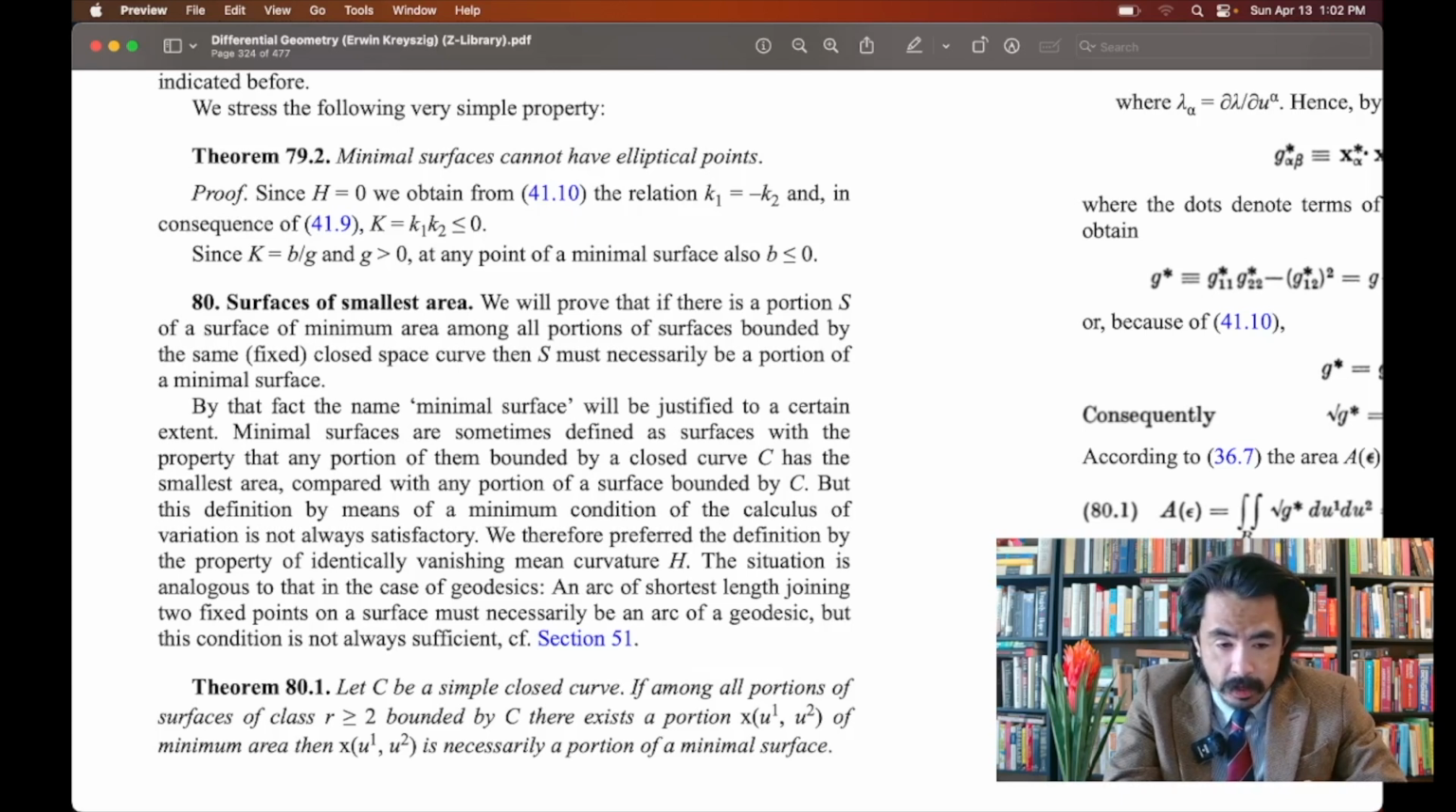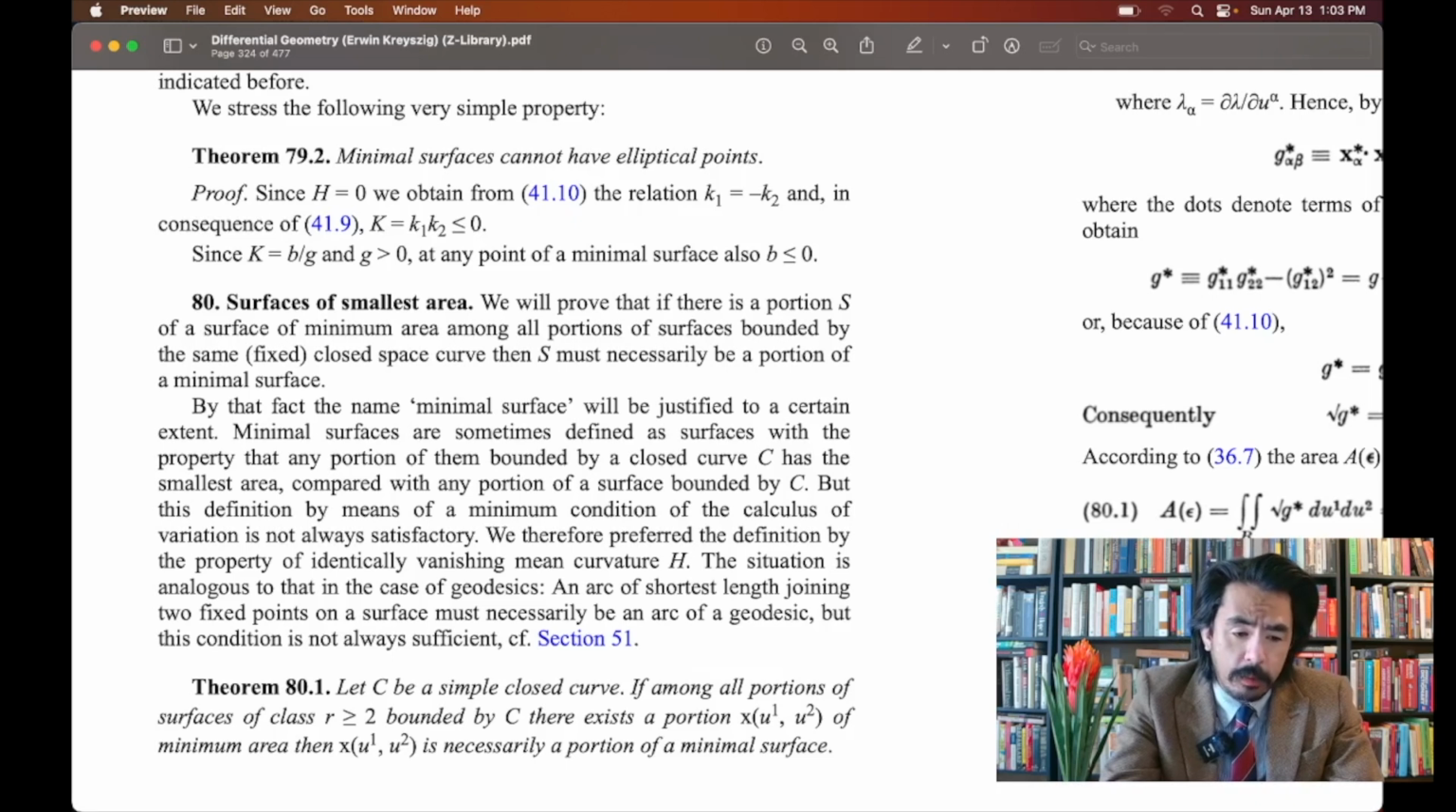The curve, that is. But this definition by means of a minimum condition of the calculus of variation is not always satisfactory. We therefore prefer the definition by the property of identically vanishing mean curvature capital H. The situation is analogous to that in the case of geodesics. An arc of shortest length joining two fixed points on a surface must necessarily be an arc of a geodesic, but this condition is not always sufficient, for which refer back to section 51 on arcs of minimum length.